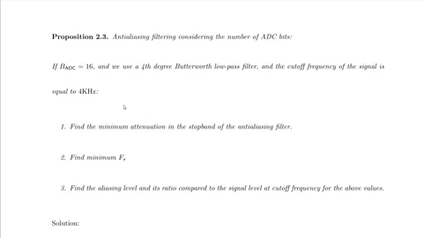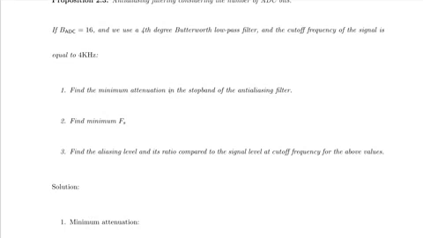Now, proposition number 2.3. Anti-aliasing filtering considering the number of ADC bits, a very important design. If B of ADC is equal to 16, meaning that 16 bits are used, and we use a 4th degree Butterworth low-pass filter, and the cutoff frequency of the signal is equal to 4 kHz in normal speech, okay? Find the minimum attenuation in the stop band of the anti-aliasing filter.